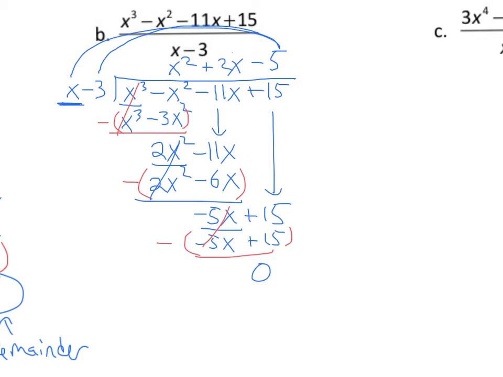So this is an example where there was no remainder, which means that the expression on the top is factorable. The answer is going to be x squared plus 2x minus 5, and no remainder this time.